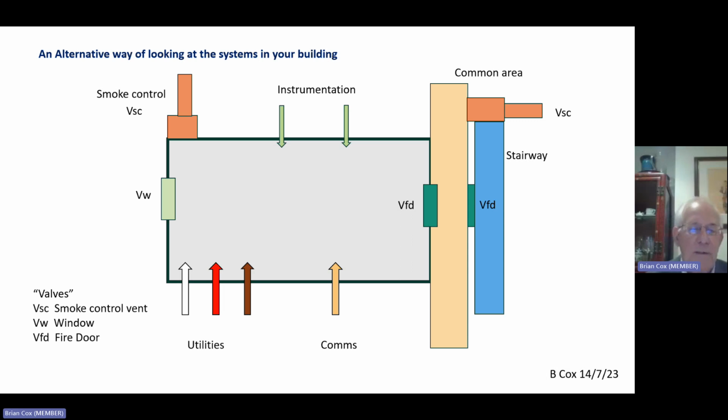This is a diagram of a flat. And the flat, of course, has an external wall. It has a window, VW. It has fire doors, VFD, into the lobby area, the common area, and then again into the stairway. And you may have smoke control systems linking to the common area, maybe directly to the flat. You have instrumentation, utilities, and comms all coming through the walls of the flat and leading to potential problems. So these are all different systems you need to consider.